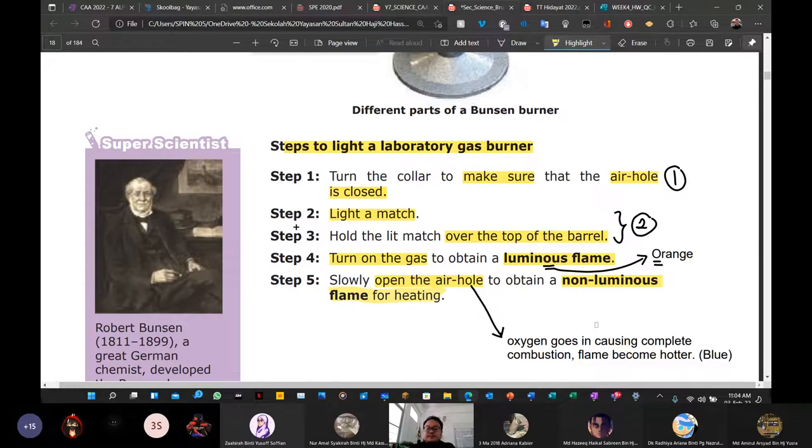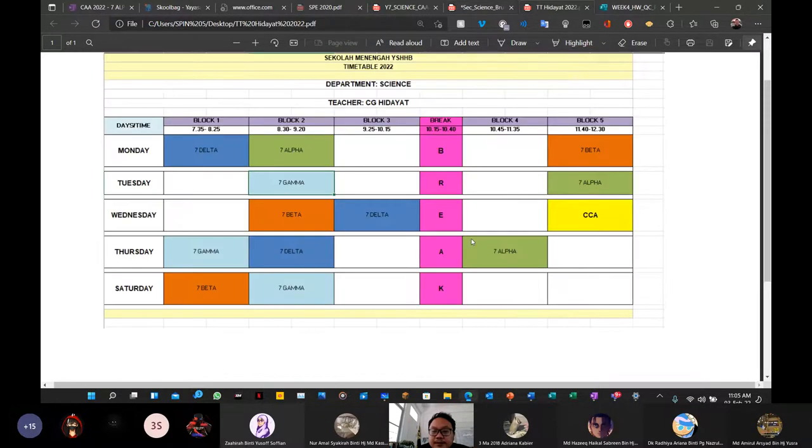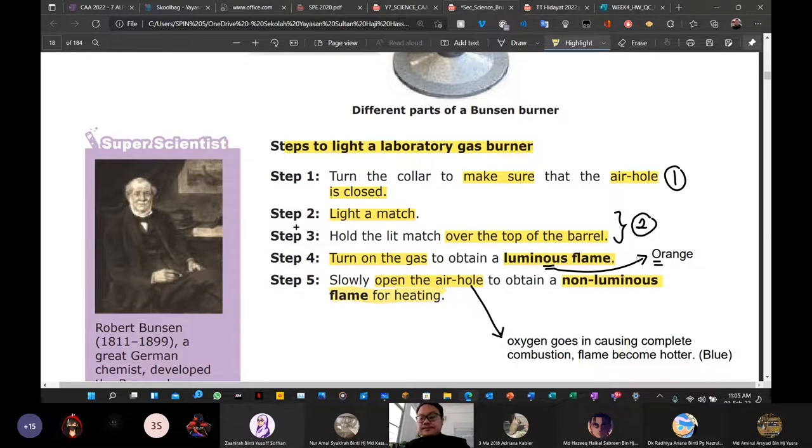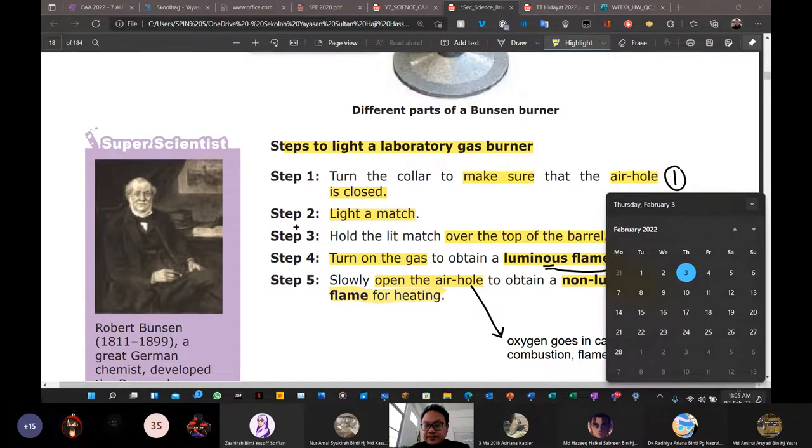Okay. The good thing is that this is recorded, so later on if you miss anything, you can just copy it back. Okay, I'm going to give another 1 minute. Till 11:35, okay, we have enough time. Okay, the important one is this one. Oxygen goes in, causing complete combustion and the flame becomes hotter. All right. Just a few more seconds.